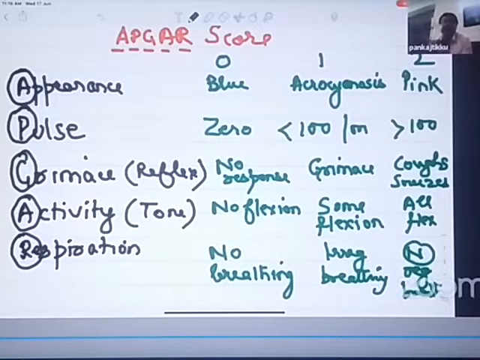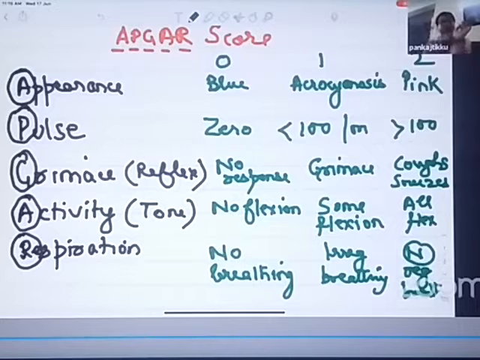I'll just repeat it again. See the appearance. The child is totally blue, score of 0. The child's hands are blue, but the child overall is pink. Acrocyanosis, give him a score of 1. And if the child appears to be totally pink, including the body and the hands and the legs, give him a score of 2.